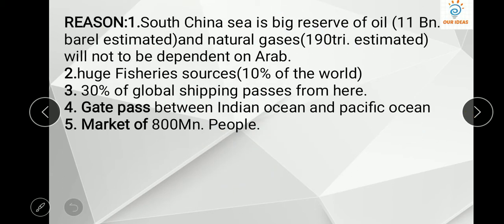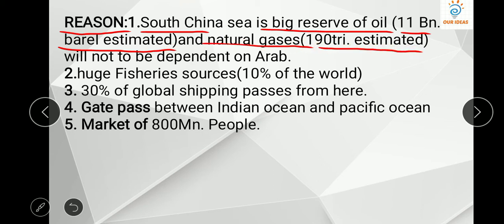So why does China claim this area? First, as I mentioned, it wants to expand its exclusive economic zone, and there are many reasons. The South China Sea is a big reserve of oil, an estimated 11 billion barrels, and natural gas, an estimated 190 trillion cubic feet. You should know about that. You could be asked: one US barrel is equal to 158 liters.